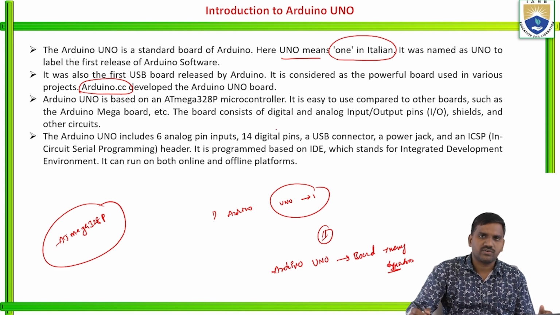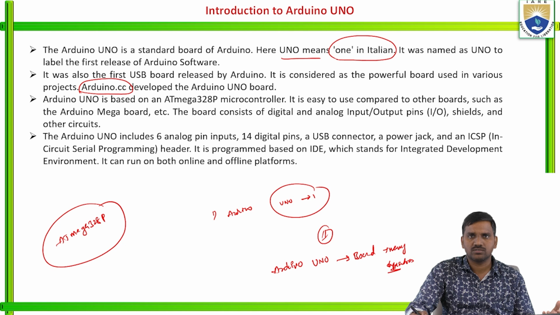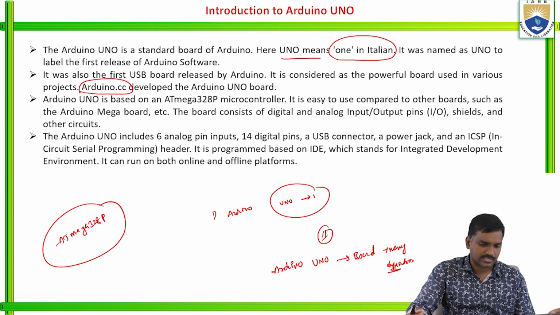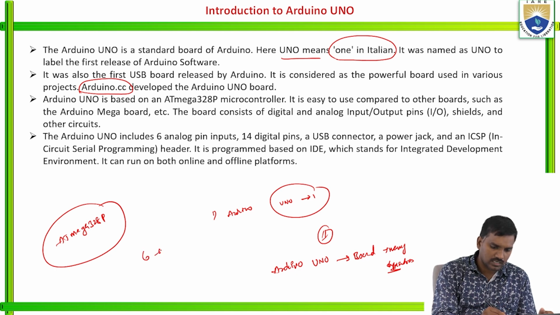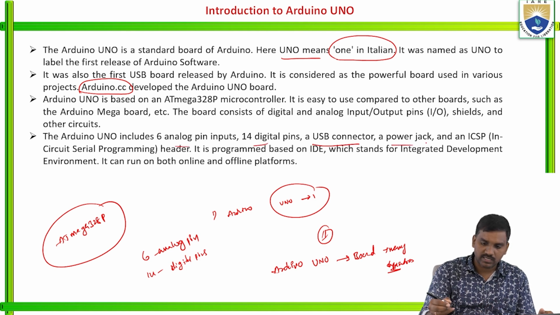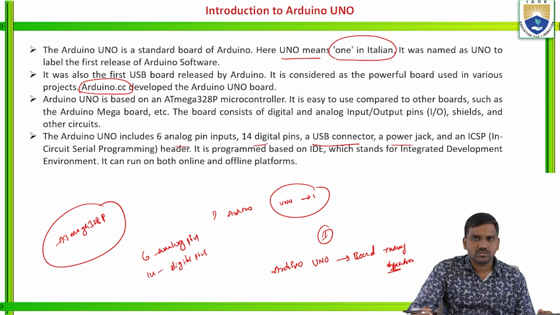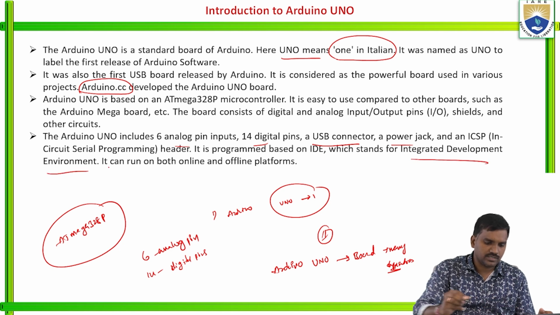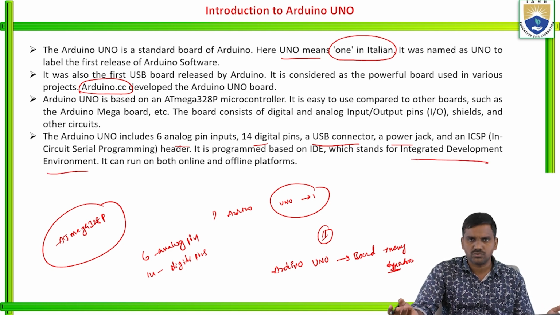The board consists of different analog and digital inputs, shields, and other circuits, as discussed in the next class. The Arduino Uno includes 6 analog inputs, 6 analog pins, 14 digital pins, a USB connector, a power jack, and an ICSP, in circuit serial programming header. It is programmed using the IDE, the integrated development environment. It can run on both online and offline platforms.